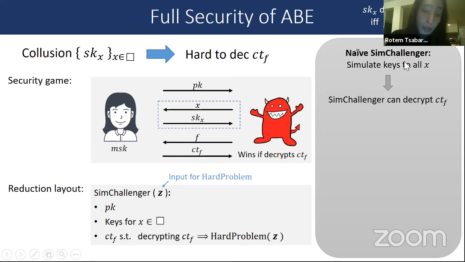So if we can simulate keys for all of the possible attributes, then in particular, we can also simulate keys for authorized attributes. And once we simulate keys for authorized attributes, then by the correctness of the scheme, we can decrypt the ciphertext locally. And then, because we have the property that decrypting the ciphertext results in solving the computationally hard problem, it means that the simulator can actually locally solve the computationally hard problem without even interacting with the adversary.